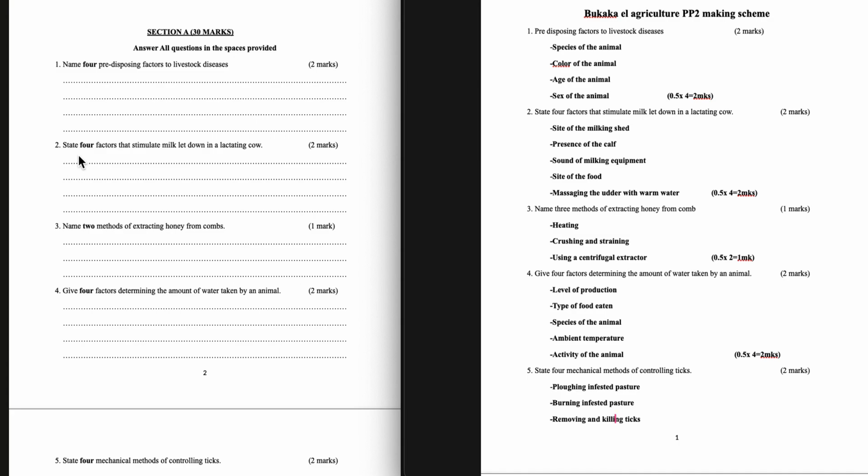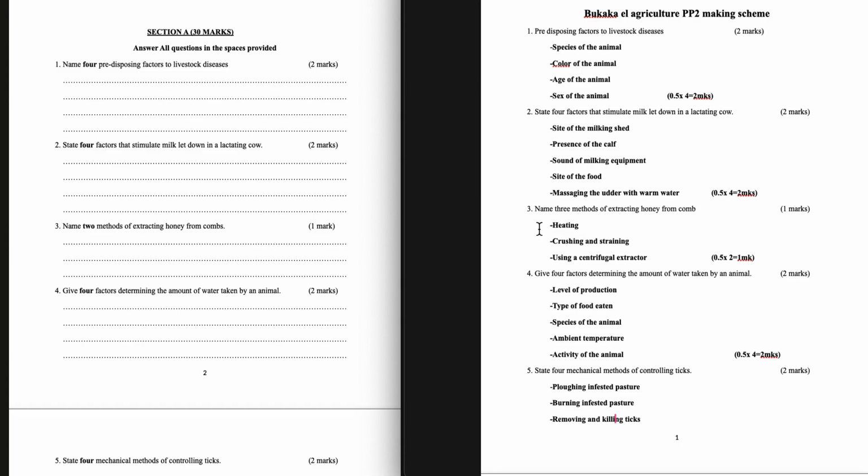Question 2. State 4 factors that stimulate milk letdown in a lactating cow. Sight of the milking shed, presence of the calf, sound of milking equipment, sight of the food, massaging the udder with warm water. Question 3. Name 2 methods of extracting honey from cobs.